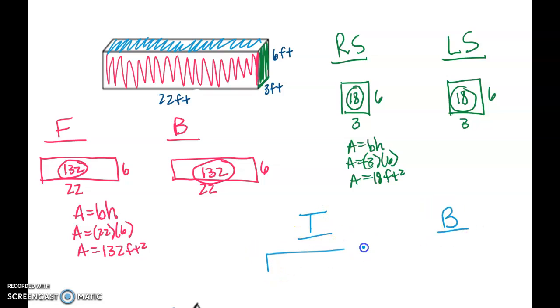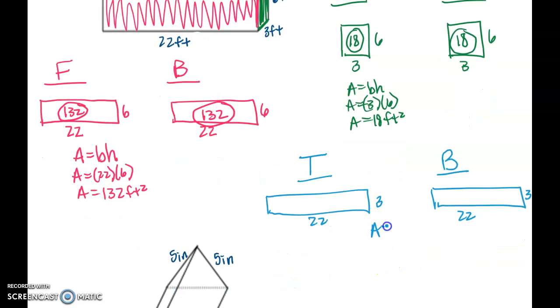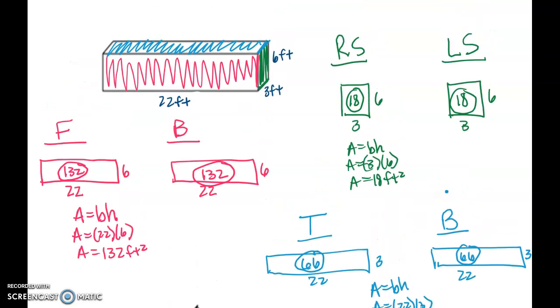So the top is also this long rectangular piece, as is the bottom. So this top is 22 by how much is it going back here? That's 3. So 22 and 3. So our area formula for that is base times height. So area equals 22 times 3. So area equals 66 feet squared. 66, 66. And then to get the total, I'll put it up here.